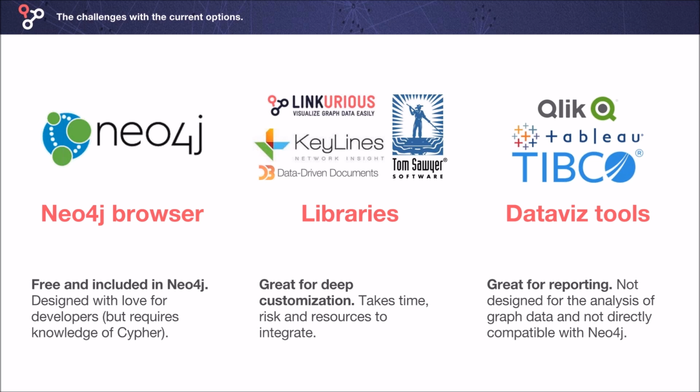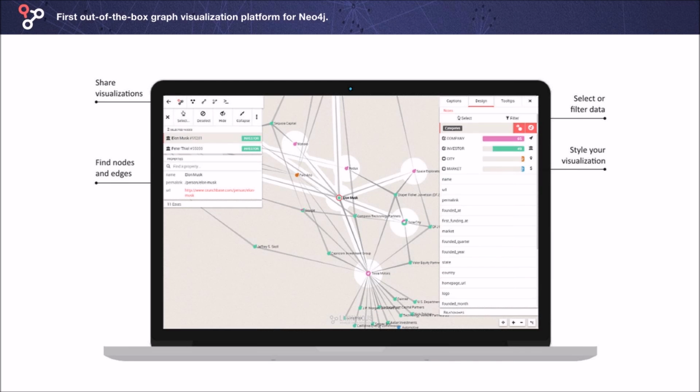And finally, I'm going to talk about the data visualization tools. Sometimes you just want something which is off the shelf, ready to go fast and benefit from the experience of an experienced software editor. Unfortunately, the traditional data visualization tools are ill-equipped for graph visualization. For Qlik, for Tableau, for TIBCO, you have no direct compatibility with Neo4j. And furthermore, the interface is not optimized for the visualization of graph data. So where does that leave us?